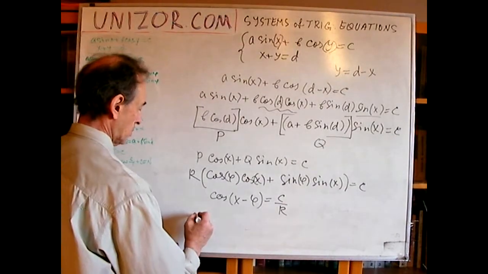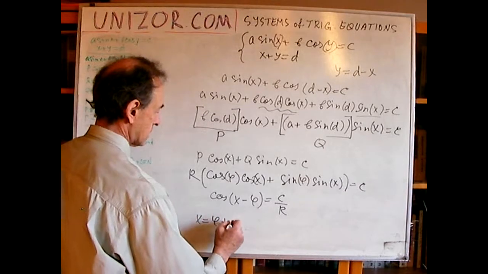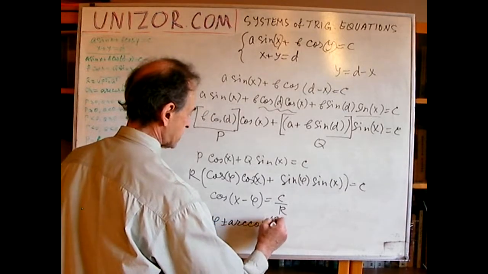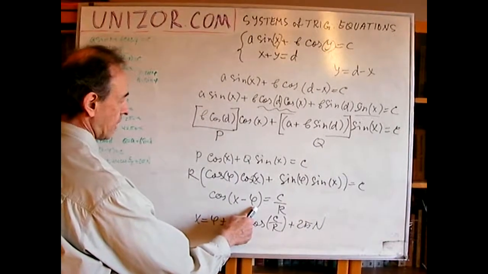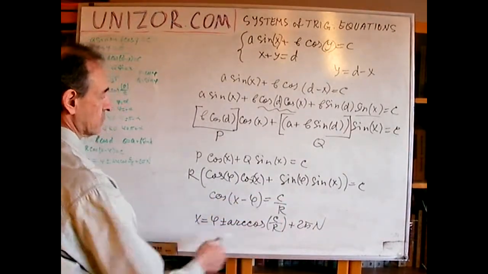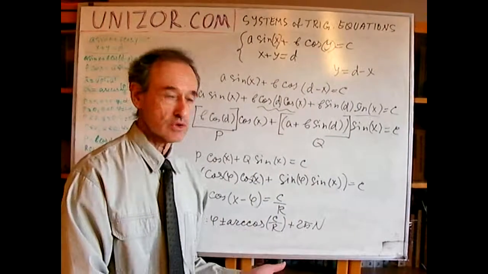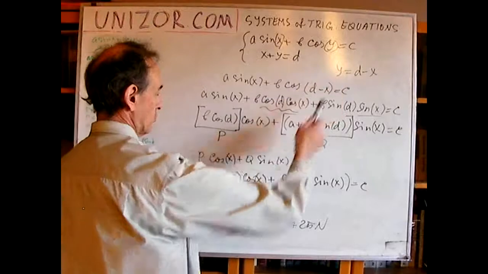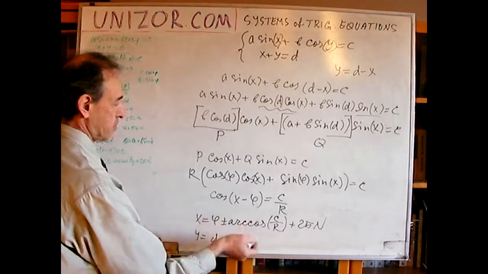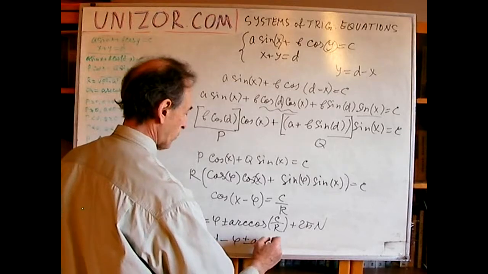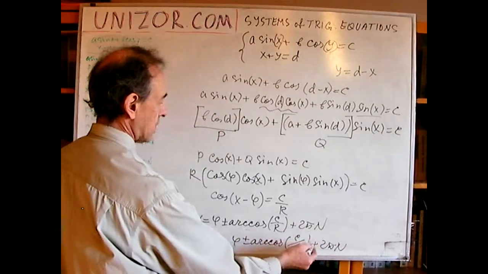Which brings us to the solution. x is equal to phi plus or minus arc cosine of C over R plus 2 pi n. Right? So x minus phi is equal to plus or minus arc cosine of C over R plus 2 pi n. And then phi should be added. Basically, that's the solution. That's x, and then d minus x would be y, obviously. So y is equal to d minus phi, and since it's plus or minus, it doesn't really matter in what order I put it. And n is any integer, so again, it doesn't really matter whether it's plus or minus.